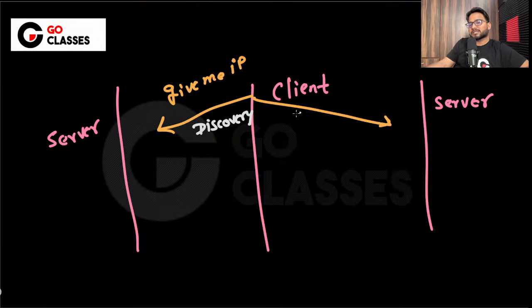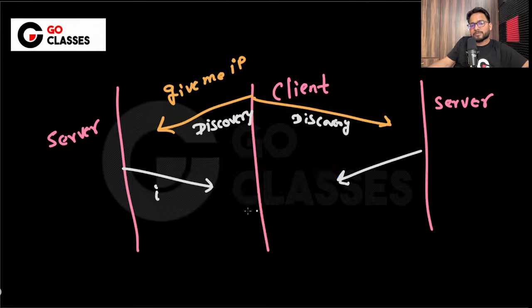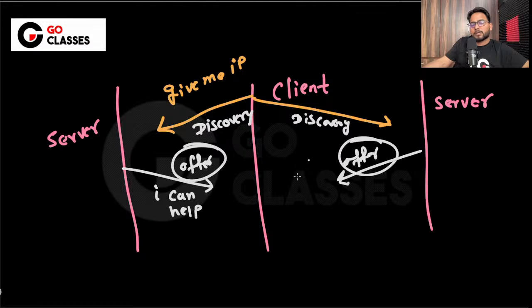So the client is sending a discovery message to everyone. Then whichever server has an IP address says, I can help you, which means offer. This is called offer. Offer message. It can also offer, right?